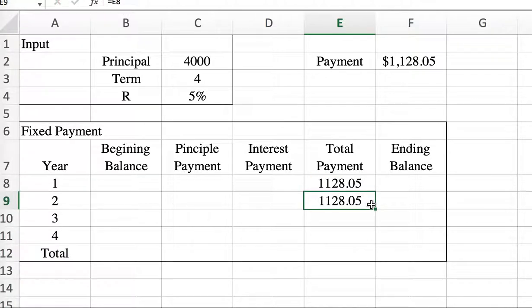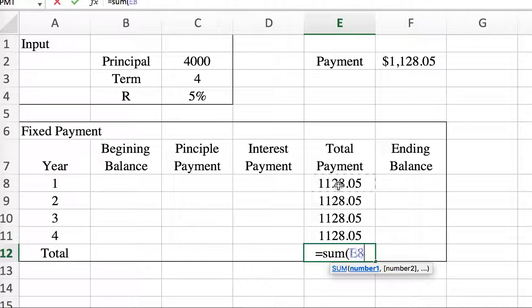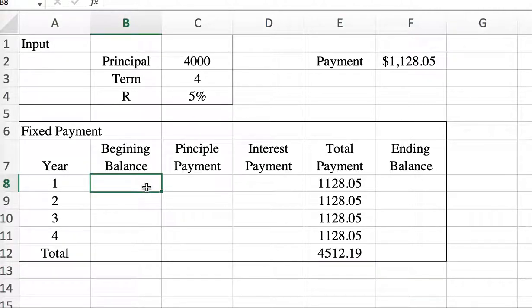So to make it every year, just drag it. Okay. So we can sum up our total payment. This is how much we are going to pay over the 4 years of time. What's left in this table? First, we know the beginning balance is $4,000. And well, we need to figure out what is the principal we paid, what is the interest we paid, and what is the ending balance for the first year.